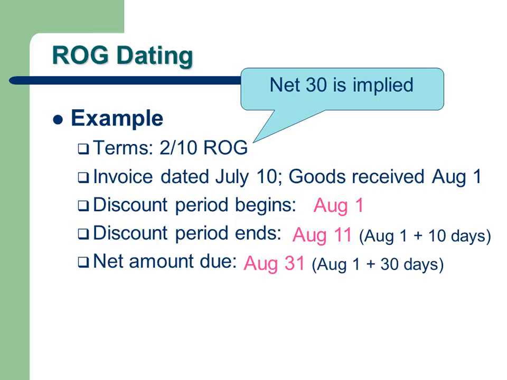When the term is 2/10 ROG, and nothing is mentioned about net due, N/30 or anything like that, as was the case in the previous dating terms, we have to assume that the net will be 30 days. In this case, because it is ROG, it will be 30 days from ROG, receipt of goods. The receipt of goods was on August 1st, from which you're going to have 30 days for the absolute net amount due. So your net amount due date is August 31st.